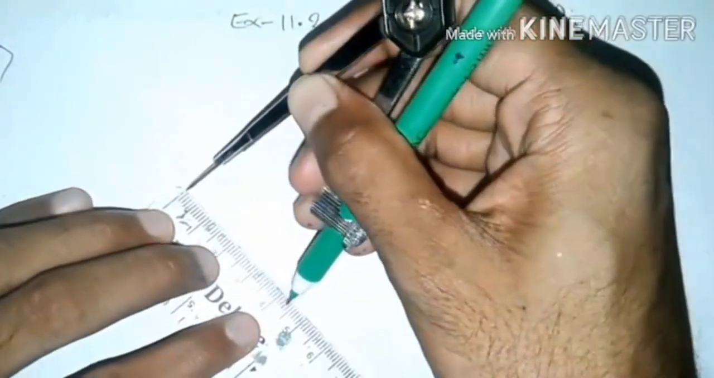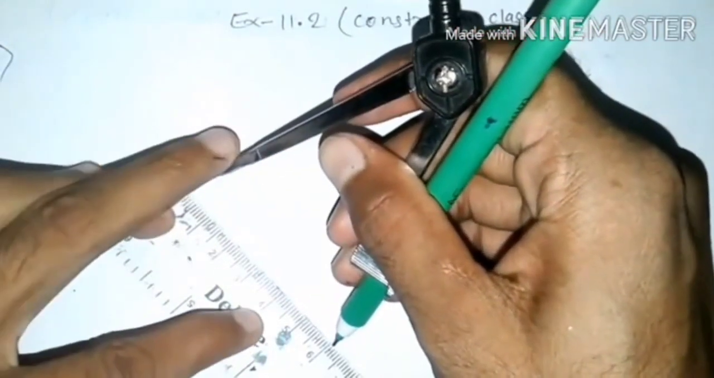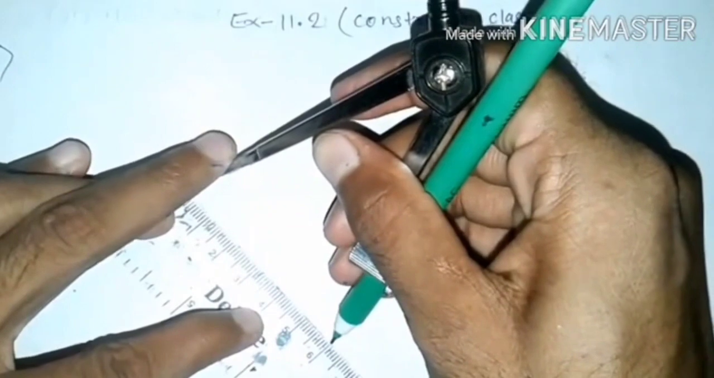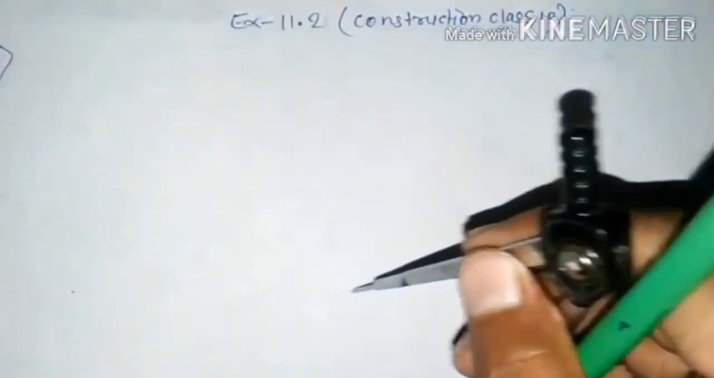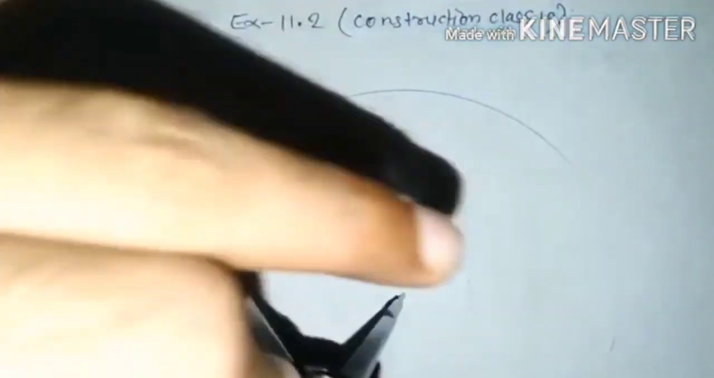Using your ruler, measure 6 centimeter and 6 centimeter as radius. Draw a circle.